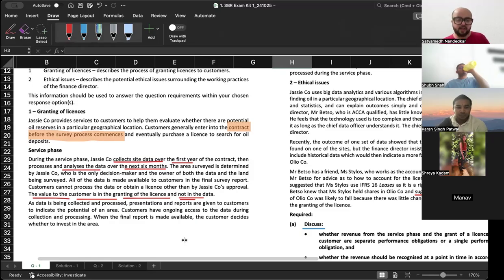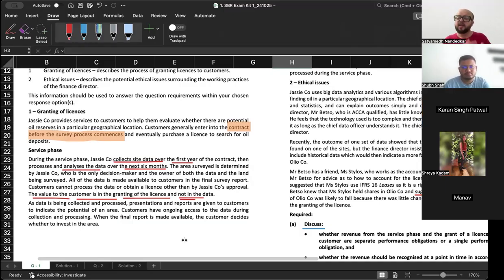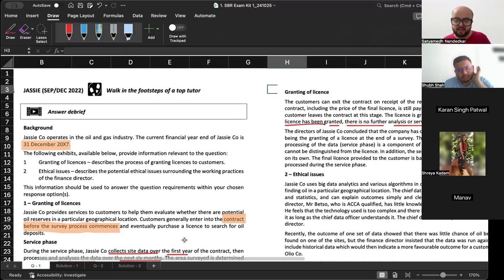As data is being collected and processed, presentations and reports are given to customers to indicate the potential of an area. So you will collect data and you will give a presentation to the customer who has entered into a contract with you, which will talk about how much potential the data has and how much potential the land has, whether you can do oil exploration or not. Customers have ongoing access to the data during collection and processing. It's not as if customers get data after the entire survey is done. As the survey keeps on getting updated, maybe they have been given a dashboard and your data is getting updated on that dashboard. Okay. When the final report is made available, the customer decides whether to invest in the area.